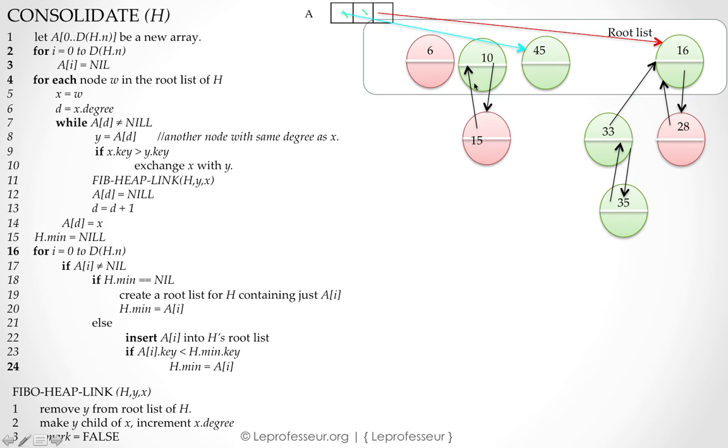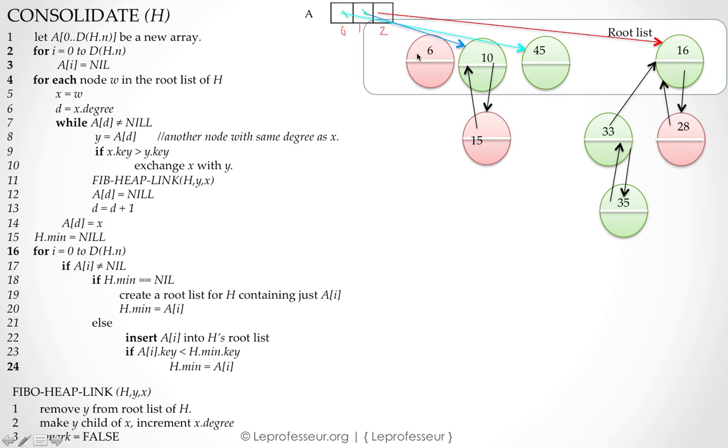Now we move on to the next node, number 10. Same procedure, 10's degree is 1, A of 1 is nil. As we said earlier, 0, 1, 2, these are positions in the array. So for the 10, A1 is nil, we will make a pointer.